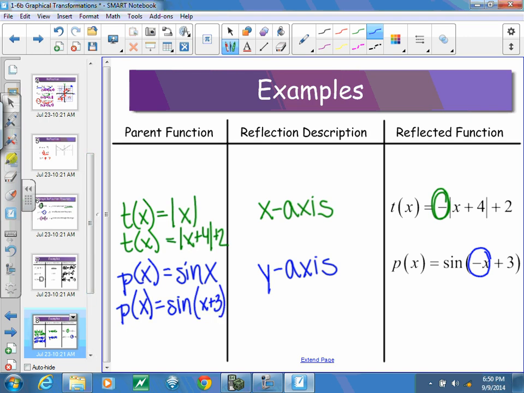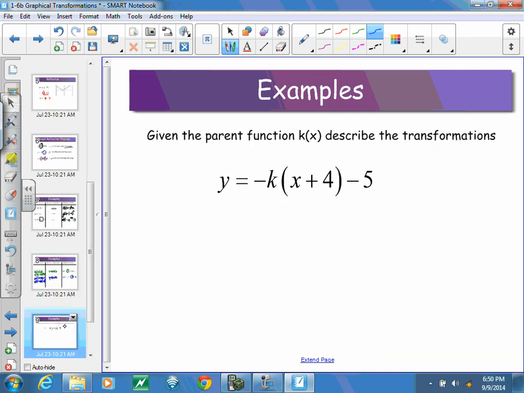So now hopefully you're kind of understanding what's happening as far as with the reflections. And through these last 2 examples, you're seeing maybe that there is a lot more that can be going on. So let's just take a look at one final example where you have a parent function of k of x, and we want to describe the transformations that are taking place. So from here, first of all, it's a function, so this is really difficult notation for some of us to see. But here's our function k of x.